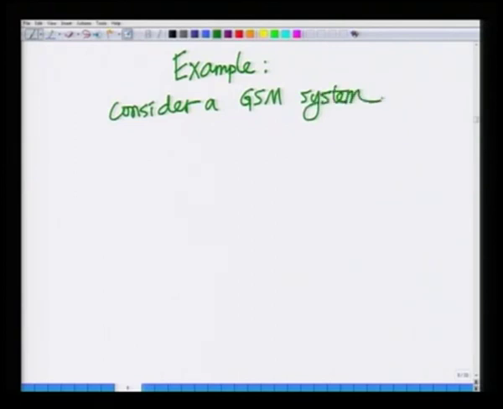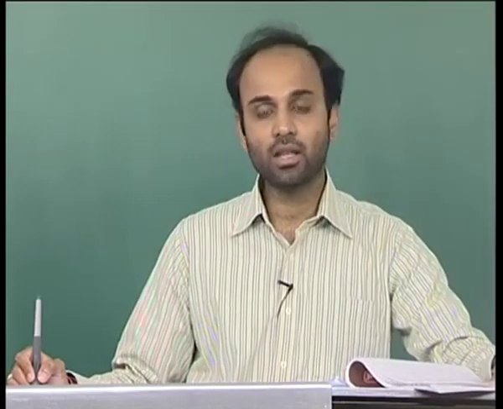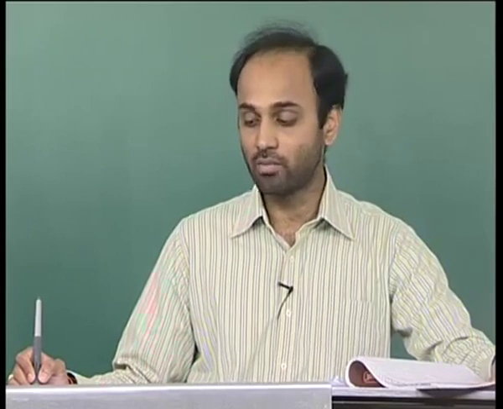Consider a GSM system. We already know, and we have considered this several times before, that in GSM in India, the carrier frequency fc equals 900 megahertz. The carrier frequency fc is 900 megahertz for GSM, the 2G wireless standard, the Global System for Mobile communications. Remember, we discussed this in our very first lecture.